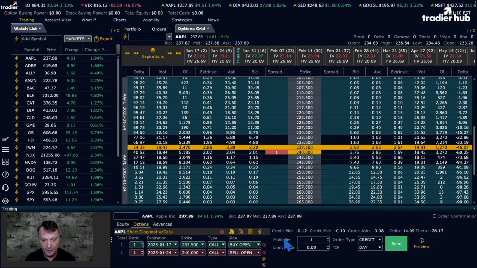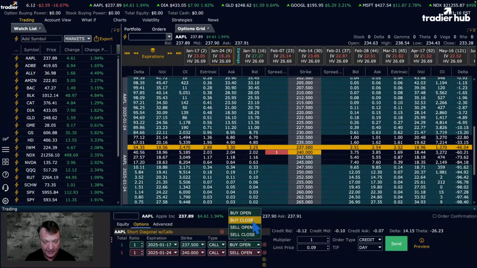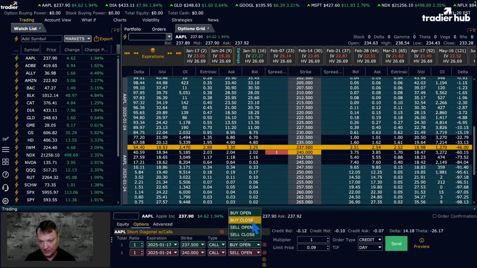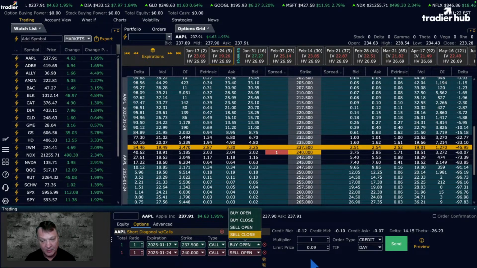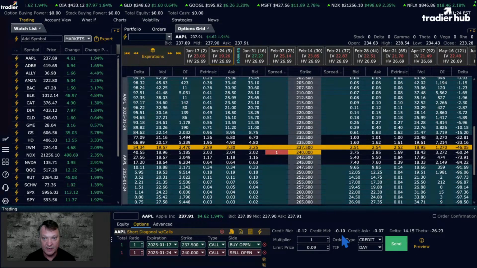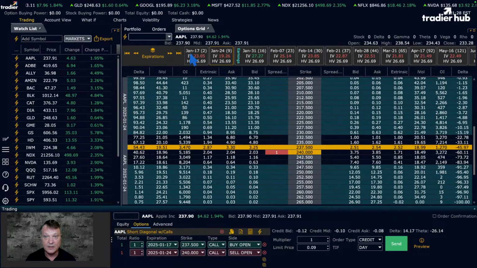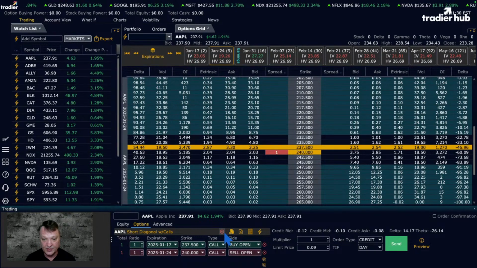So the trade would be a buy to close. Buy to close is what you would click on. It won't let me do that because I don't have this position in my account. And then we'd be selling to open, and we'd be doing this for a net credit to the account. Now, let's go back to the other scenario, and let's go back to the January position.